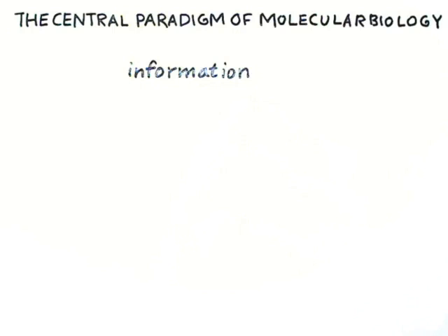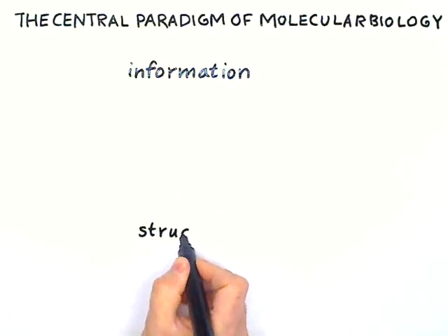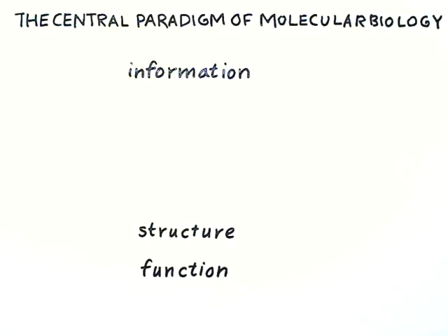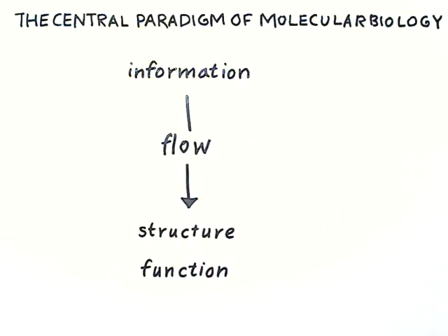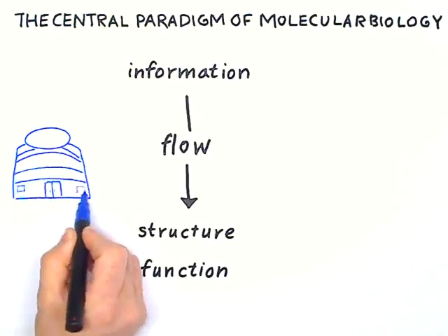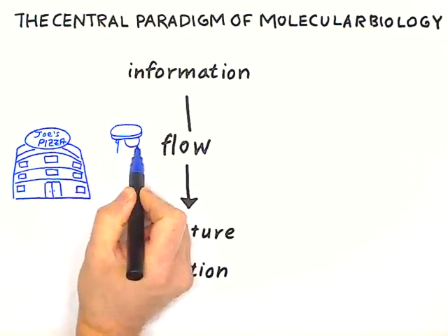Then the paradigm says that this information can be used to generate structures or functions. So there is an information flow. This paradigm is what made Gene think that life is like going to a pizzeria.